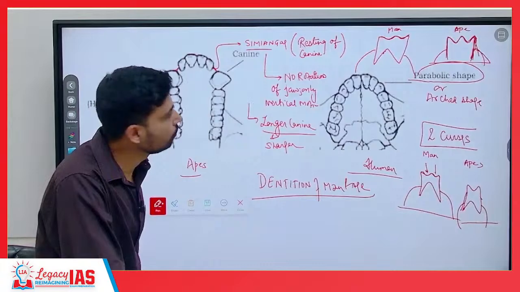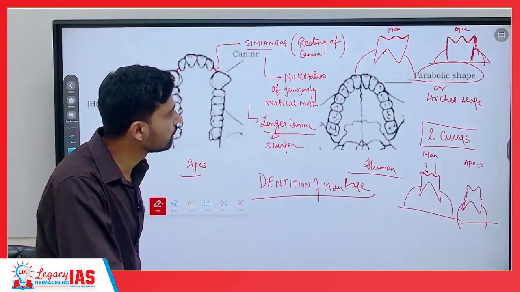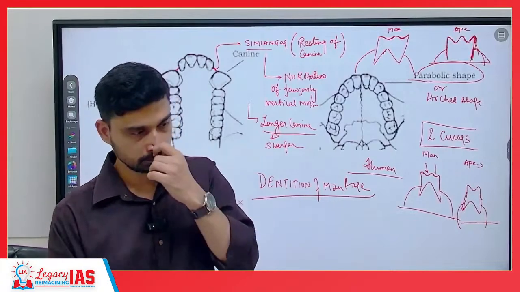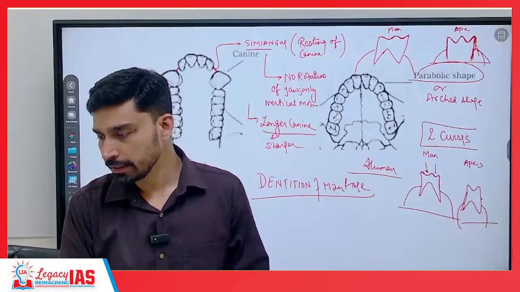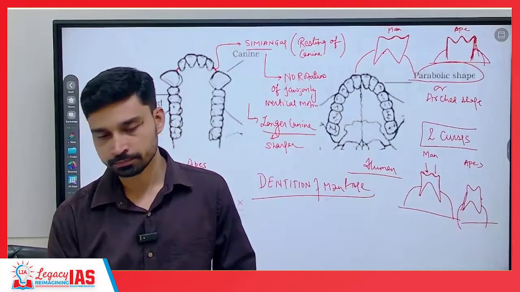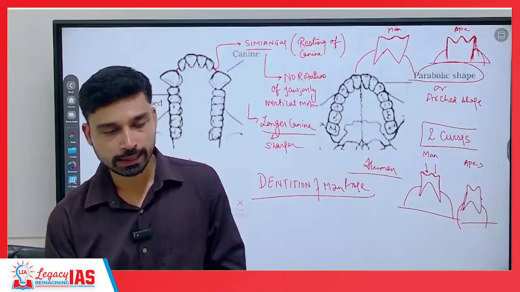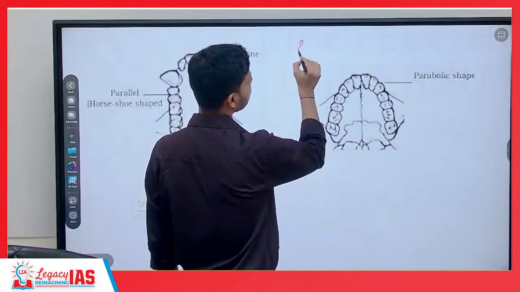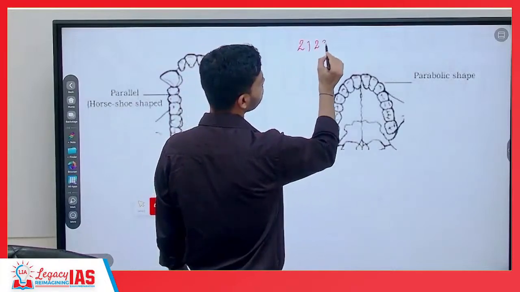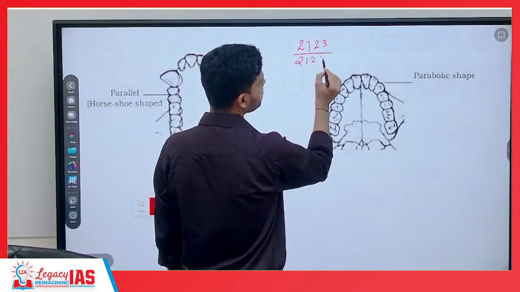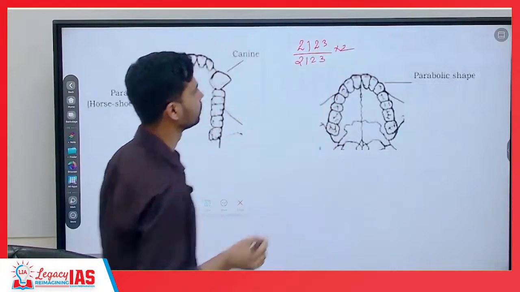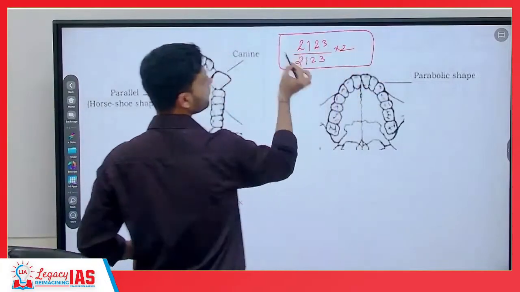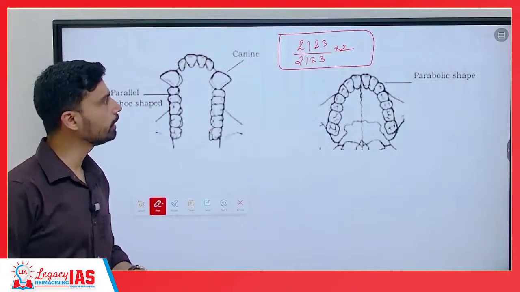Completed, right? So last we can write a concluding remark about this. However, the dental formula or pattern is the same for both apes and man. And this is represented like this. This is the dental formula: 2123 by 2123 into 2.